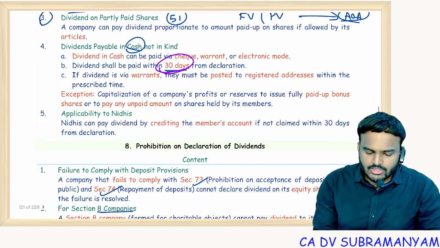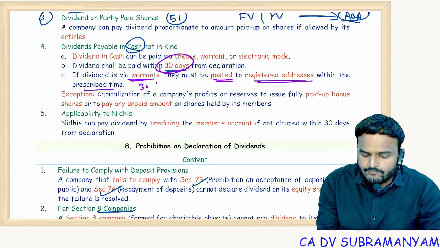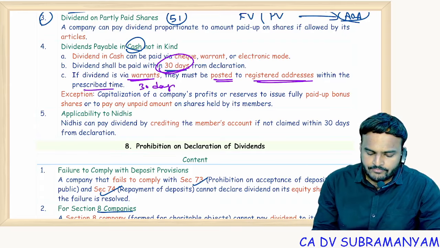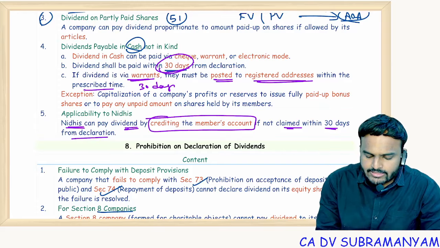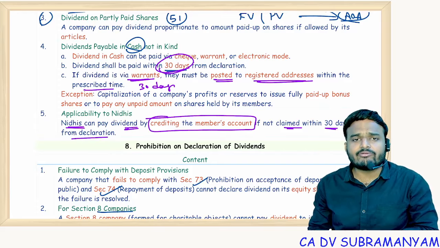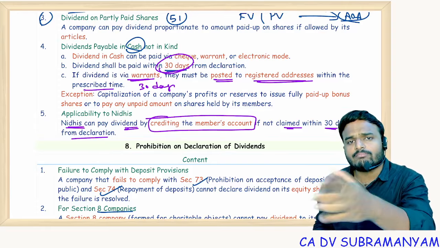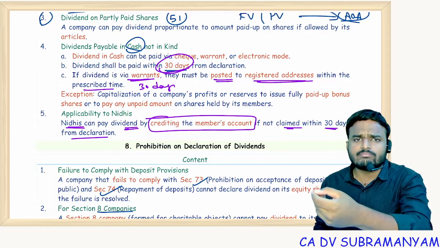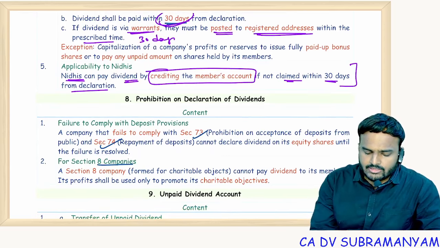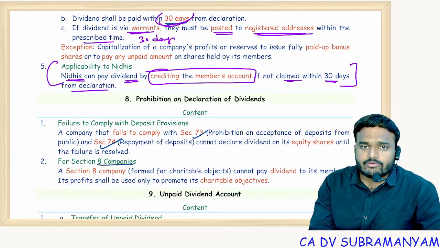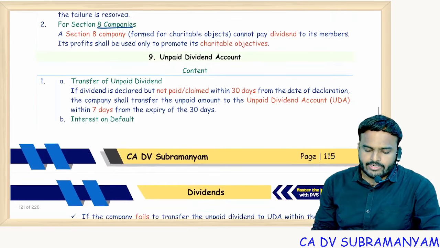Just wait. If dividend is paid via warrants, it must be posted to the registered address within the prescribed time of 30 days. And Nidhi companies can pay dividend by crediting the member's account if not claimed within 30 days from the declaration. Generally, unclaimed dividends will be transferred to the unpaid dividend account. But coming to a Nidhi company, you credit that amount directly to the member's bank account. That's it. So for Nidhi companies, the 30 days and unpaid dividend account rule is not applicable.